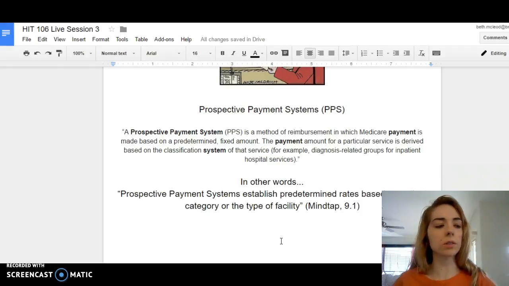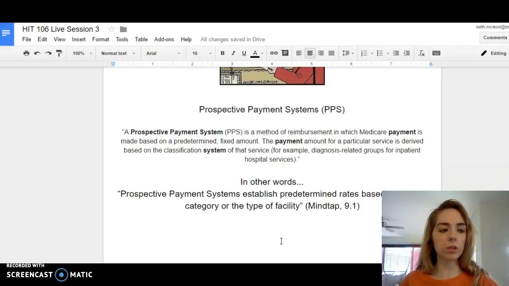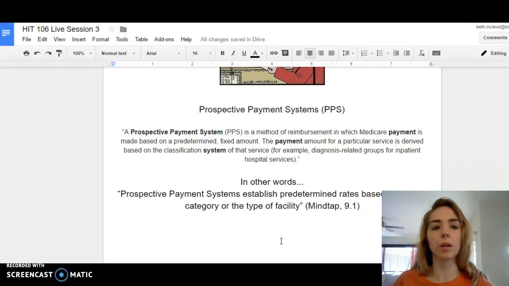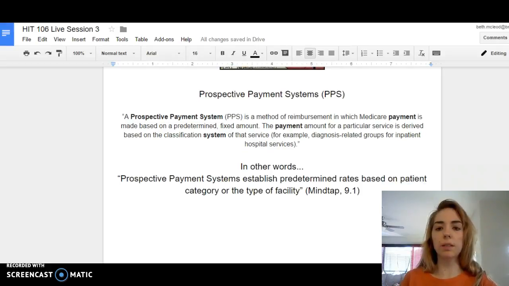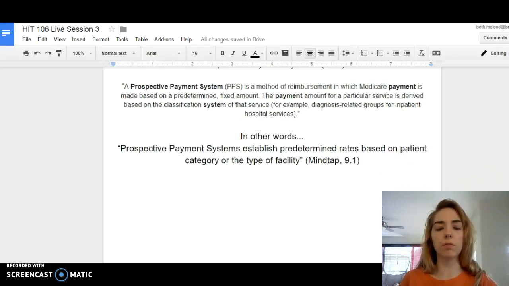So for diagnosis-related groups, or DRGs, they are grouping patient diagnoses, and they consider patient diagnoses, patient procedures. They lump those together and they put them into a DRG group, and they use that to base it for reimbursement for how much the hospital is going to get reimbursed for those services. So those are prospective payment systems. It says, in other words, PPSs establish predetermined rates based on patient category or the type of facility, and that's straight from your reading.